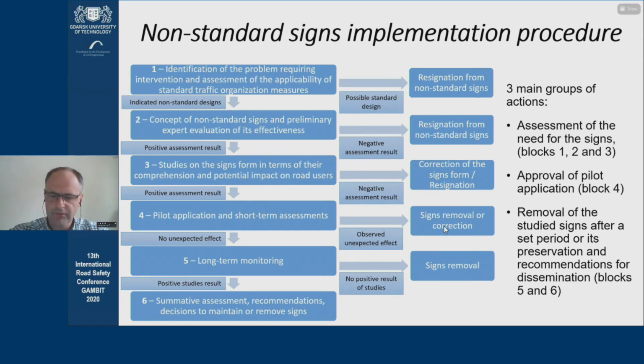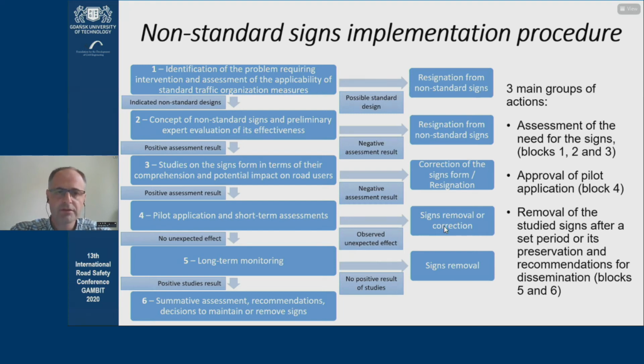The first step is the identification of the problem that requires intervention and assessment of the applicability. If we do not have a conventional sign that would solve the problem, then we move to part 2, which is the concept for a non-standard sign. That is when we present the concept and the preliminary expert opinion is obtained. If the preliminary expert opinion, based on literature and other experiences, shows that this signage could have a positive impact, then we go on. If not, we give up on that solution and look for something else.